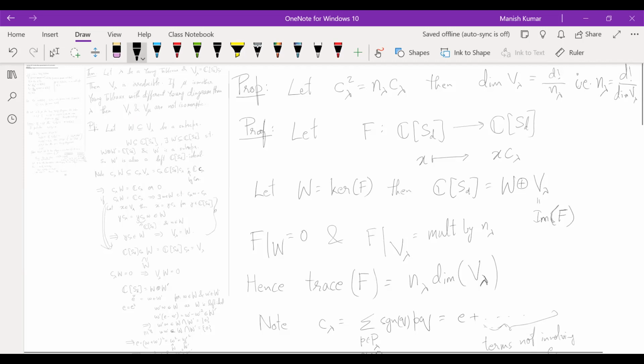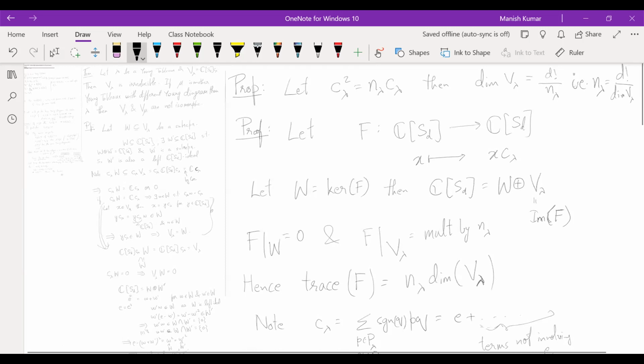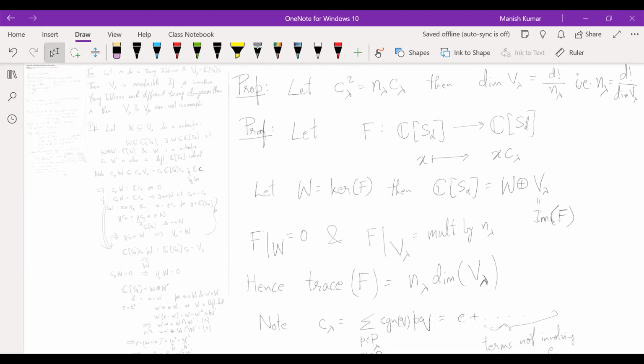Okay. And yeah, so I think dimension V lambda should divide d factorial, but I think I saw something like that. But anyway, that is not the assertion of it. So why is this true?